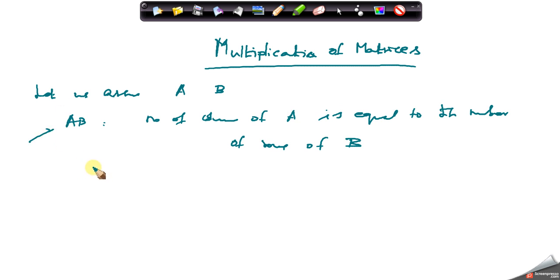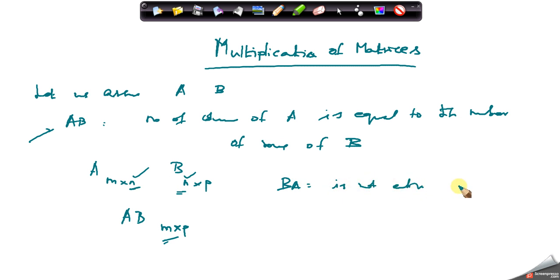For example, the order of the matrix A is given by M by N, and the order of the matrix B is given by N by P in this case. So AB is of the order M by P. This has to be taken care of. The number of columns is equal to the number of rows of the other matrix. Whether BA is possible in this case or not, BA is not able to be defined in this case.